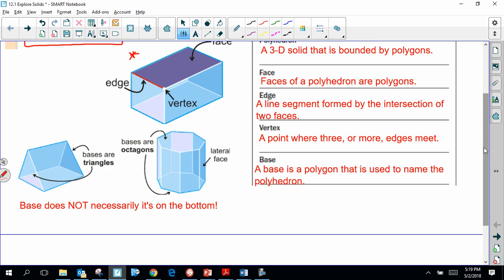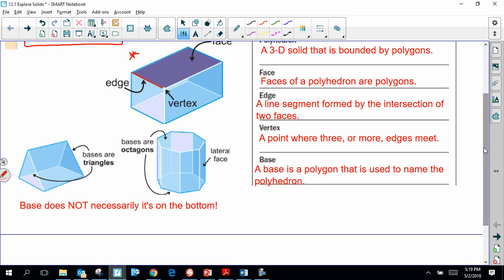For instance, here I have two prisms in the picture where on the left is a triangular prism and the base of the prism is the triangles, not the rectangle that's at the bottom. The bases of the prism on the right are octagons. What makes a polygon the base of a shape, in a prism, is that it's going to be two polygons that are parallel to each other and congruent to each other.